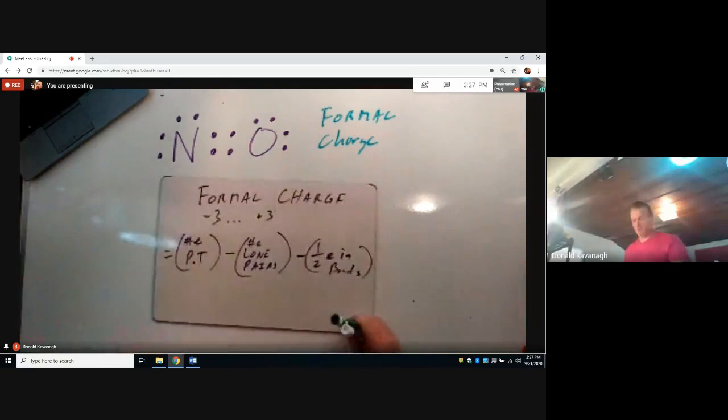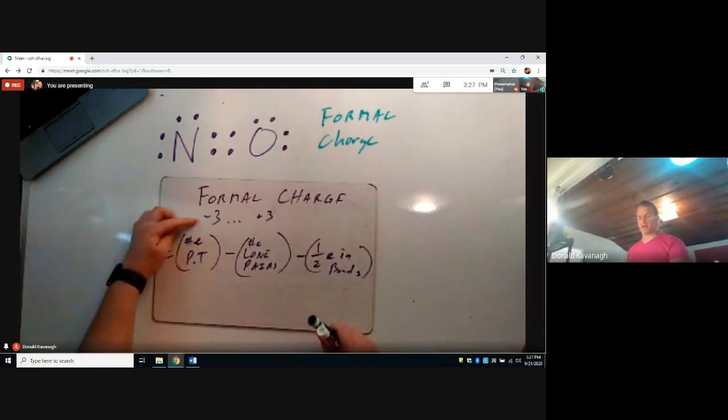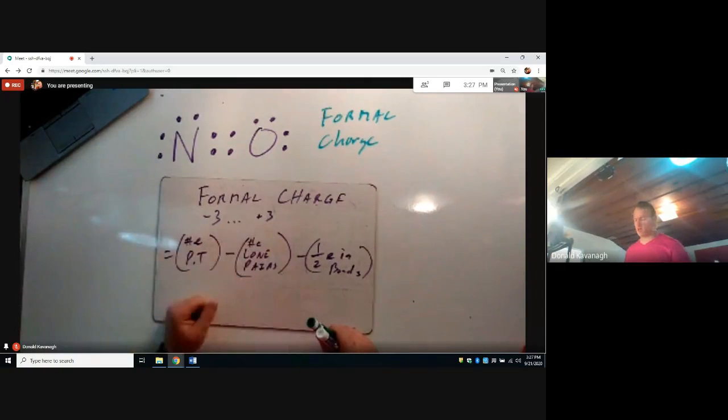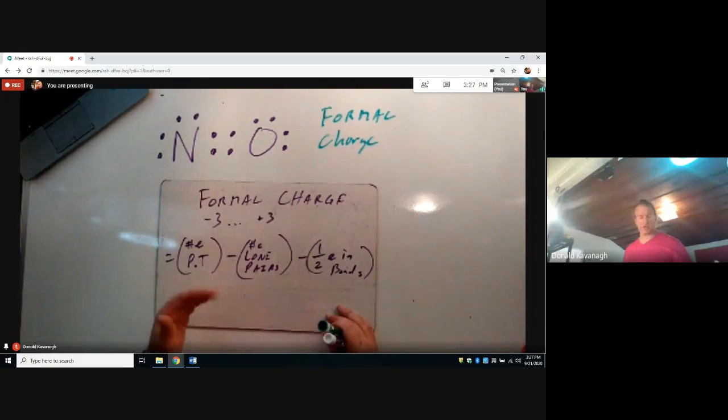Hot tip. Formal charges, for the most part, are calculated as whole numbers between -3 and +3. You can't get fractional or decimal formal charges, or charges outside of this range. Those are higher levels of chemistry.